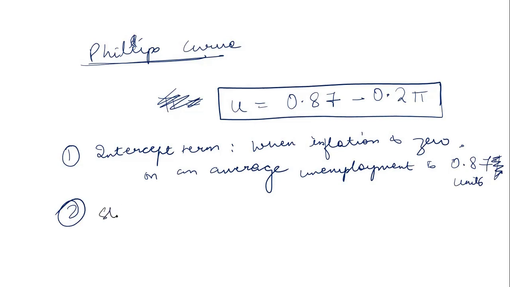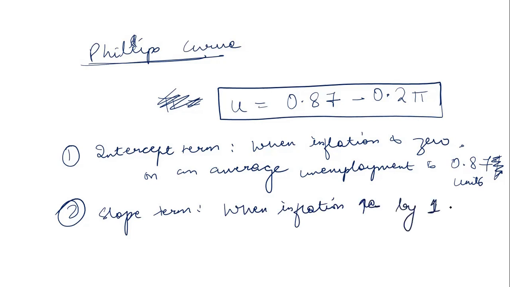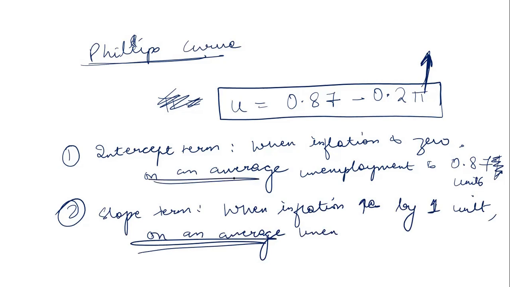Second, what is the interpretation of the slope term? When inflation increases by 1 unit, when I increase inflation by 1 unit, then on an average, unemployment, please, this is important, okay? On an average, unemployment decreases by 0.2 units. So every time you increase inflation, unemployment will decrease by how much?